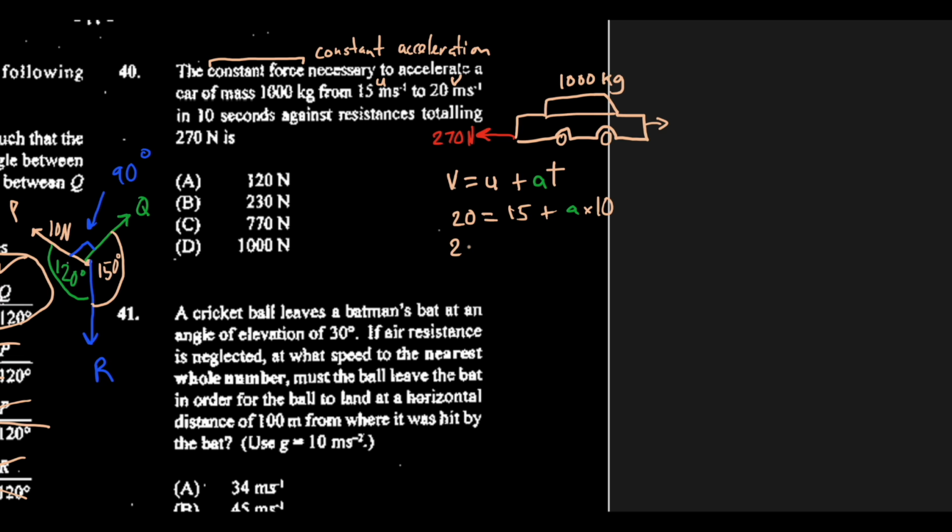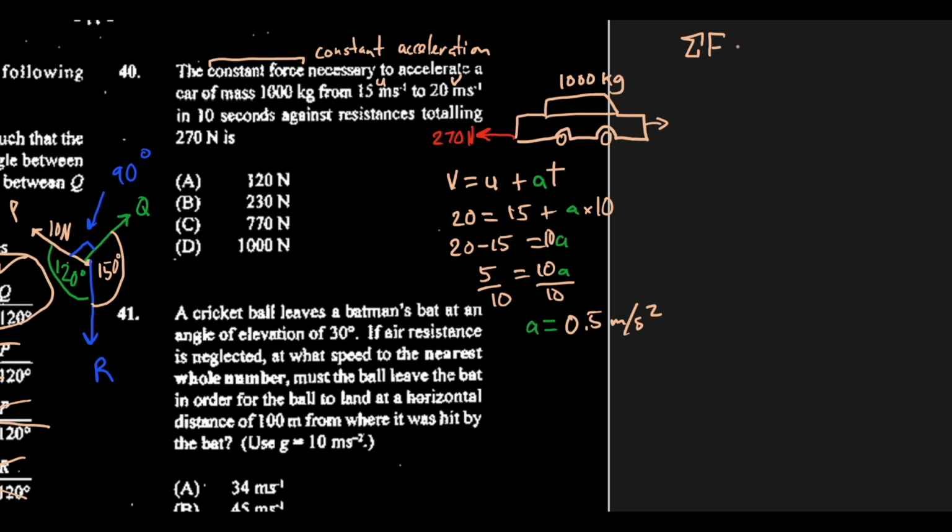So then we'll end up with 20 take away 15, which is equal to 10a. 20 take away 15 is 5, which is equal to 10a. So if we divide both sides by 10, we will get that acceleration is equal to 0.5 meters per second squared. Now, what we're saying is that there's a force due to this acceleration, which is the net force.